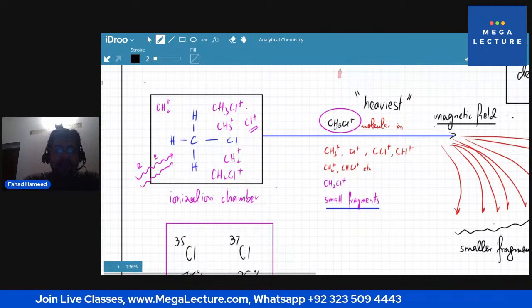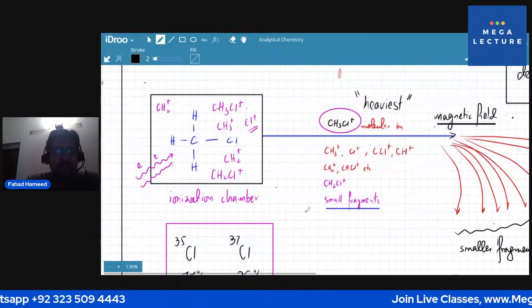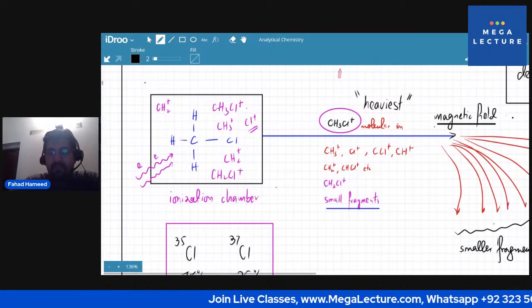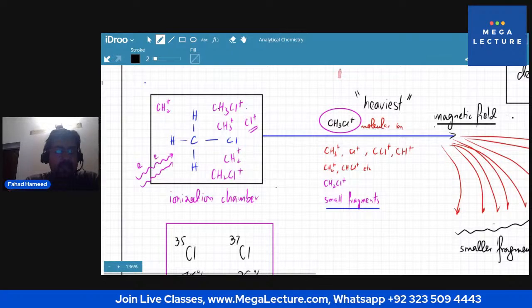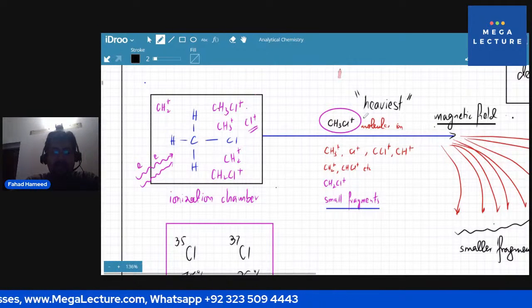But the mass spectrum focuses on the plus one ion. It filters off all the other ions. So we're also focusing on only the plus one ions. The negative ions that are produced, and all sorts of other ions that are produced, we just ignore. We just focus on the plus one ion.